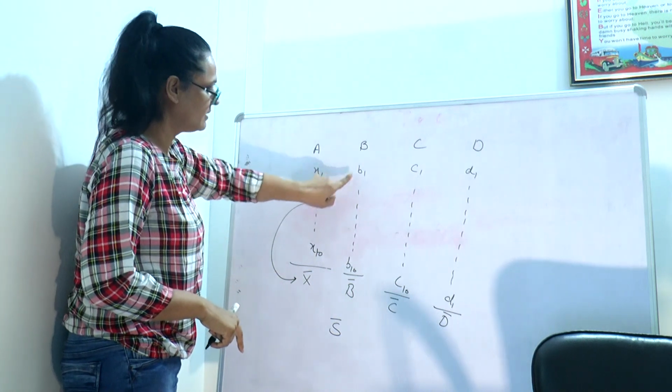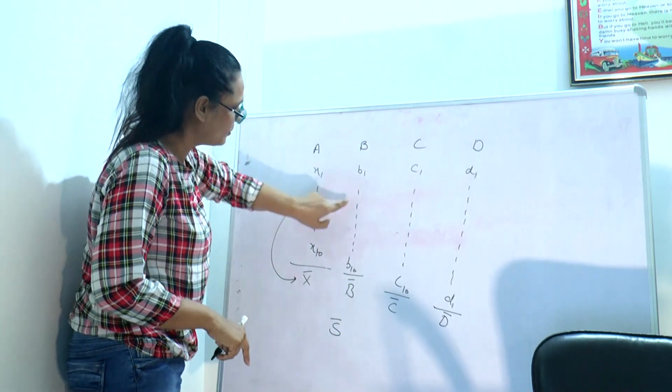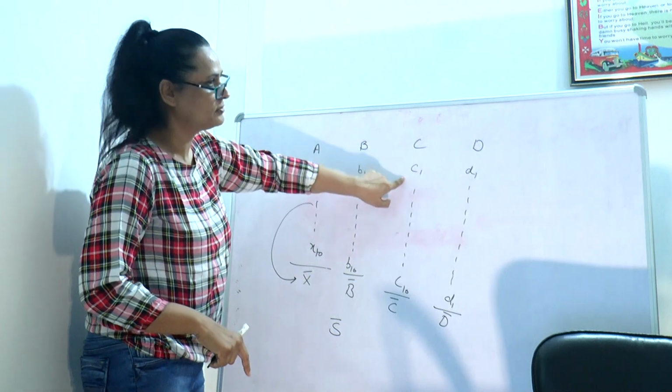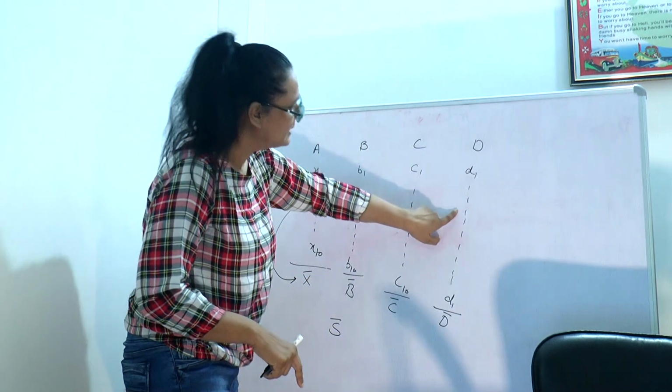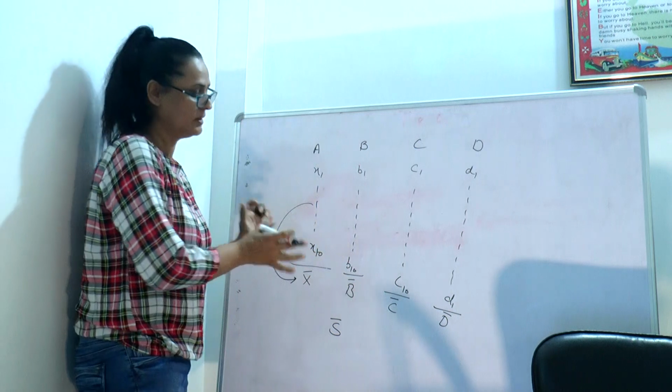Similarly, in group B there are 10 students, B1 up to B10, and their deviation from the mean B bar. And similarly, the deviation of the scores of students in group C from their mean C bar, and in D, the variation of the score from D bar. It is called within group variation.